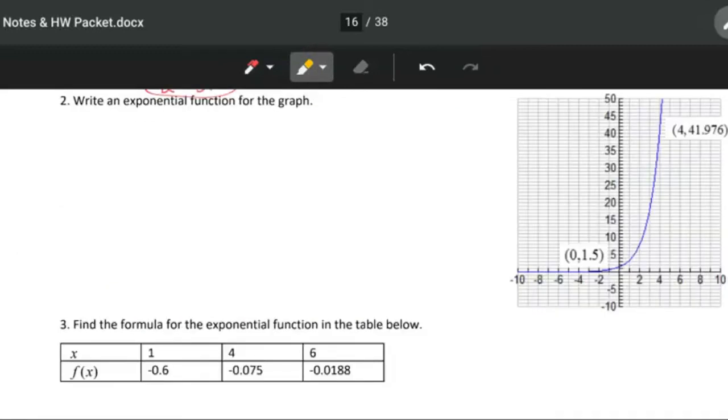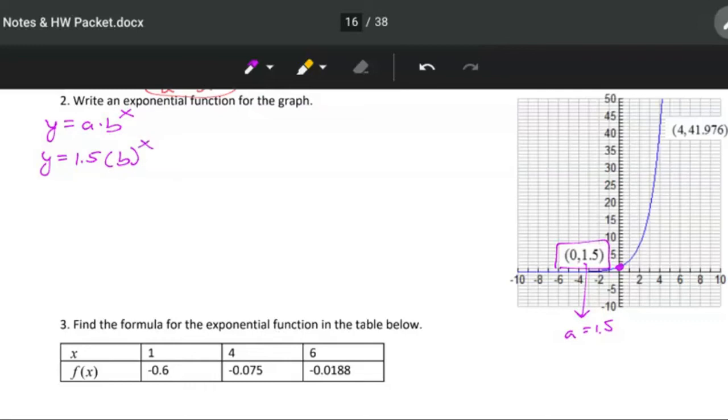Write an exponential function for the graph. And so again, just think about what the end goal is. An exponential function is something in the form y equals a times b to the x. And a is that y-intercept. We know the y-intercept. All right, our a is 1.5. So that's super nice that we know that. So we've got 1.5 times b to the x power.